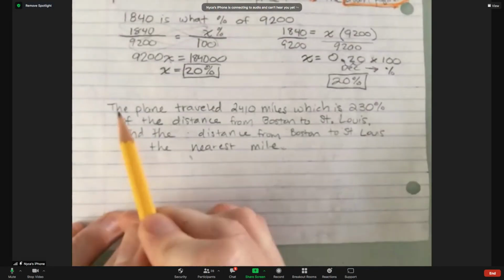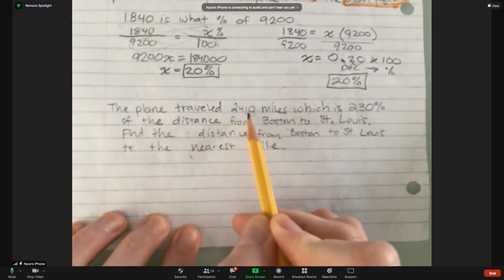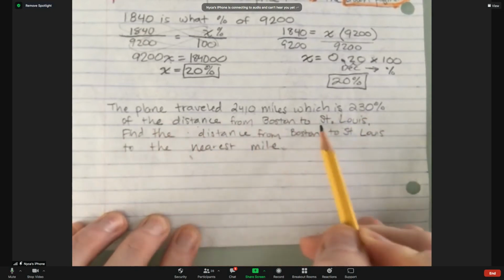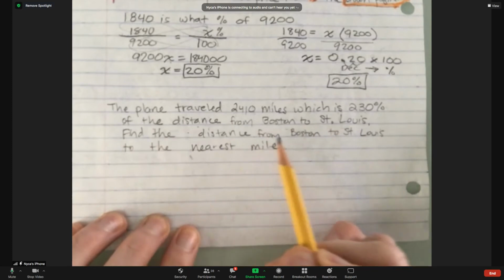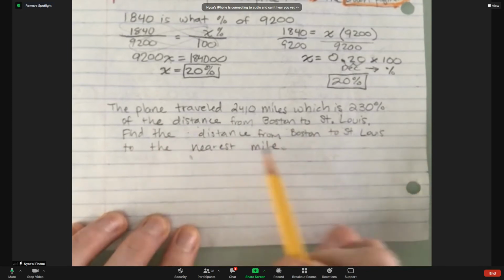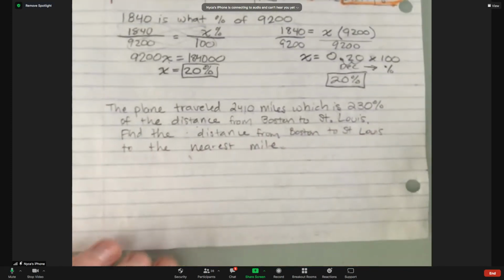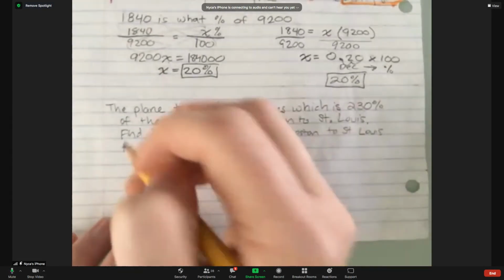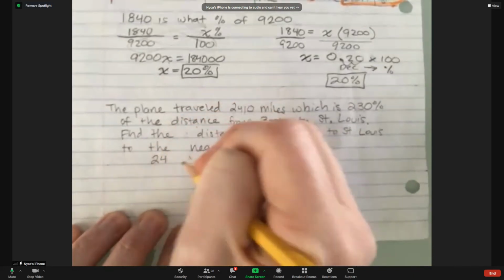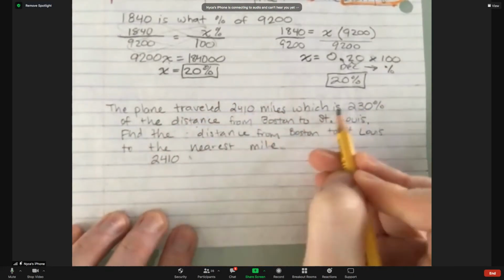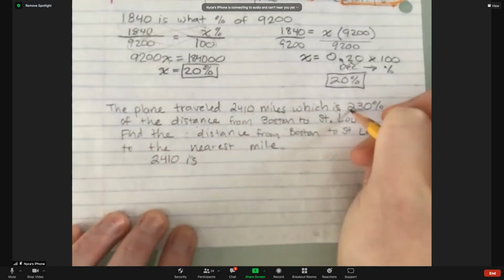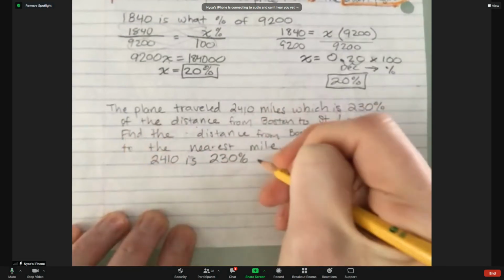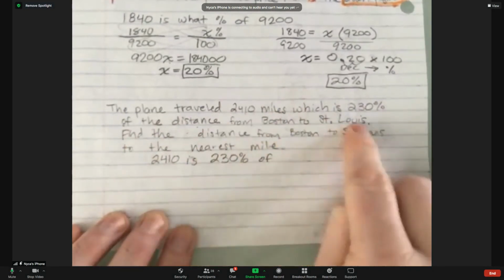All right. So the plane traveled 2,410 miles, which is 230% of the distance from Boston to St. Louis. Find the distance from Boston to St. Louis to the nearest mile. So what you have to do is pull out from your statement the given. So I see 2,410 miles is 230% of the distance from Boston to St. Louis.